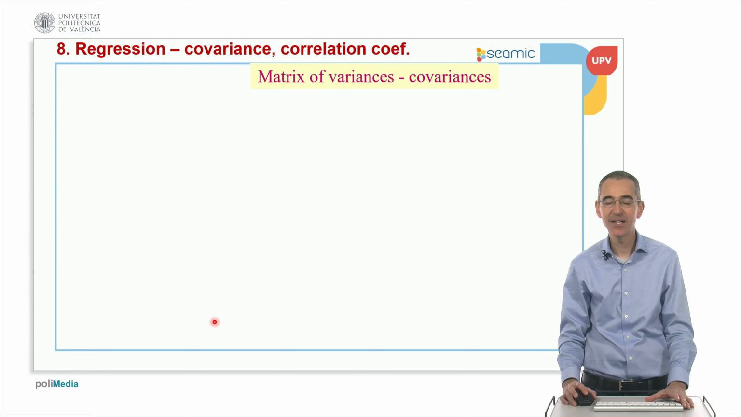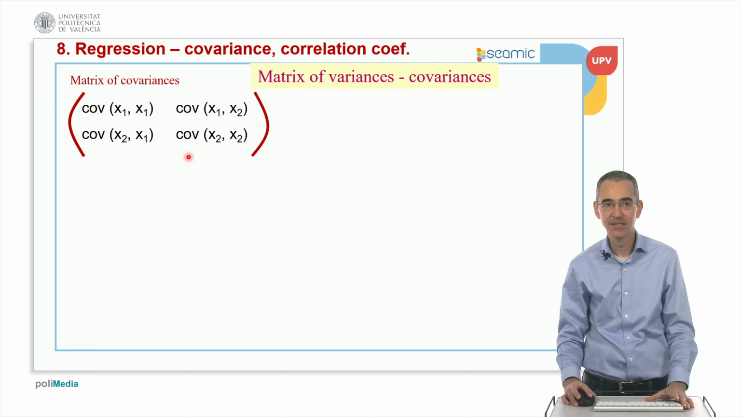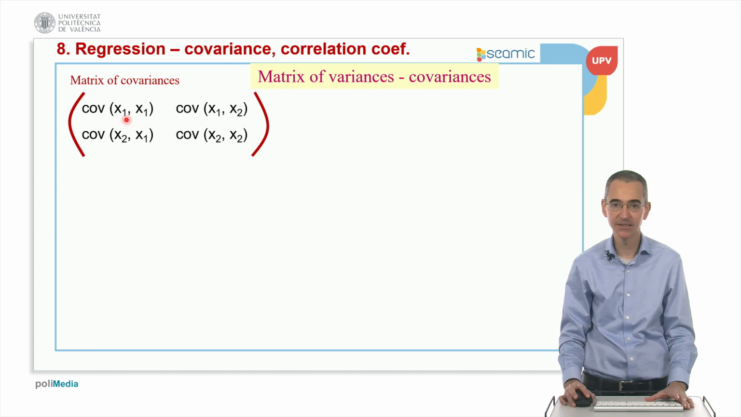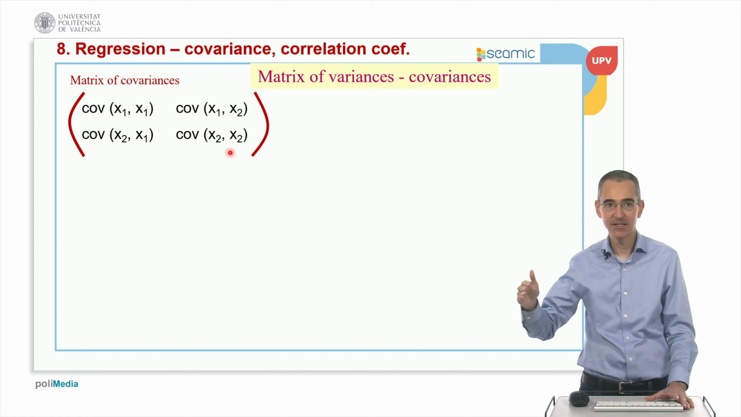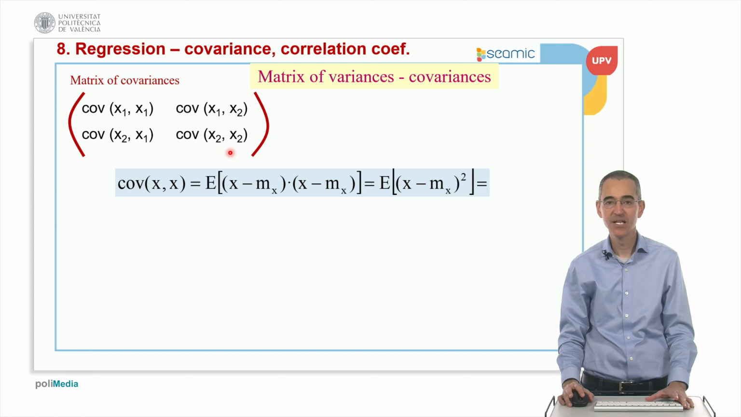Okay, now we have what is called the matrix of variances-covariances. So if we have just two variables, x1 and x2, the first element of this matrix will be the covariance between x1 and x1, the second, the covariance between x1 and x2, then x2 x1, x2 x2. So all the elements of this matrix correspond to all possible combinations of the covariance between the pairs of variables.